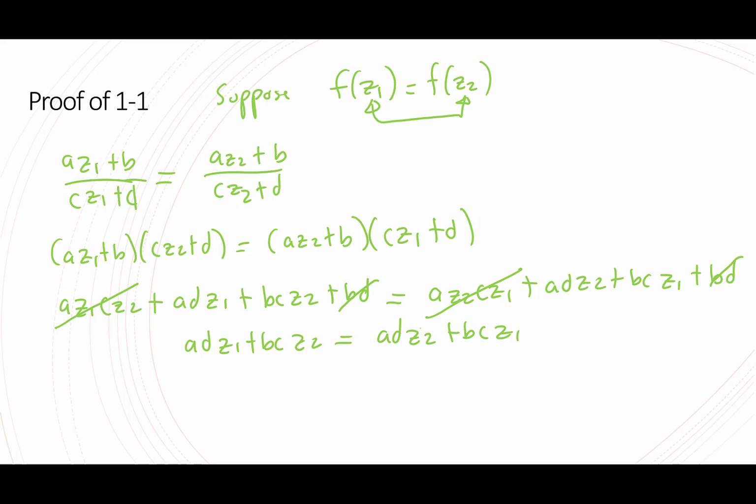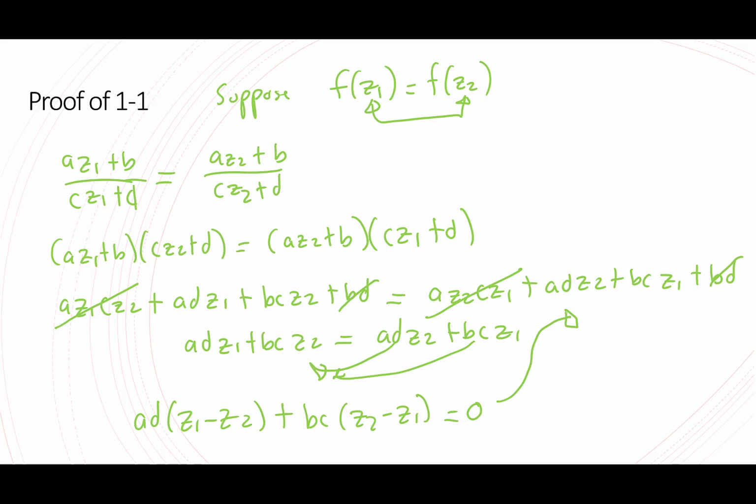So let's move everything to one side and factor. If we move this over here, we're going to get ad times (z1 minus z2) plus bc times (z2 minus z1) is equal to 0. I'm running out of room here. Let's factor out a negative 1 from this quantity so we can factor out a (z1 minus z2). If you do that, you'll see that we get (ad minus bc) times (z1 minus z2) equal to 0. A lot of algebra, so pause the video if you need to, but that's what we're going to get in the end.